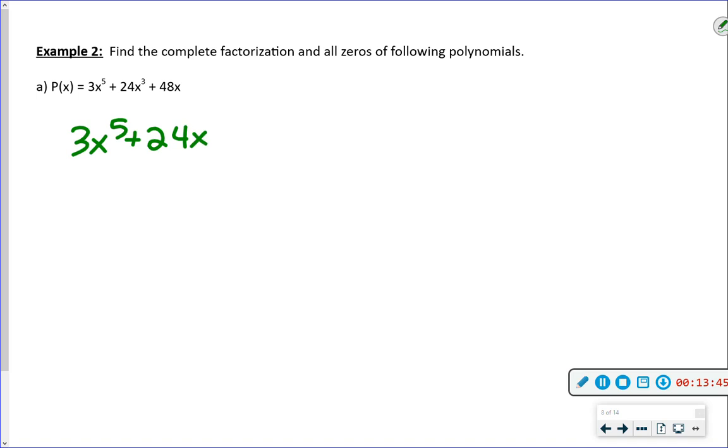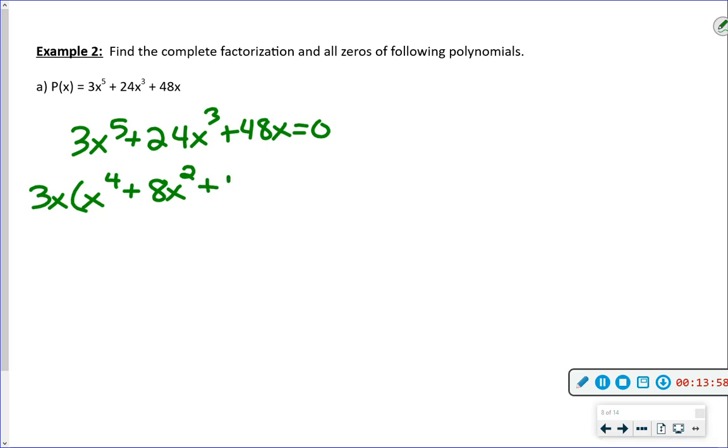I feel like I can factor. We got some big numbers. I'm going to pull a 3x out. So I'm going to need x to the 4th, 3 times 8, and then 3 times 16 is 48. And I'm like, oh, heck yeah, I could factor on this. I can break this trinomial down more. What multiplies to 16 and adds to 8? 4, yeah.